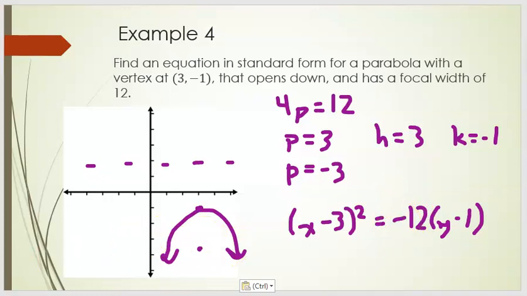So don't forget, drawing graphs, just a quick sketch can really help you a lot with figuring out the correct equation.